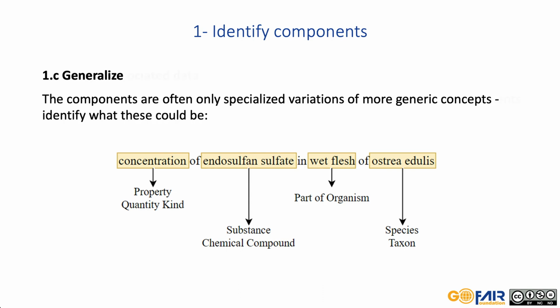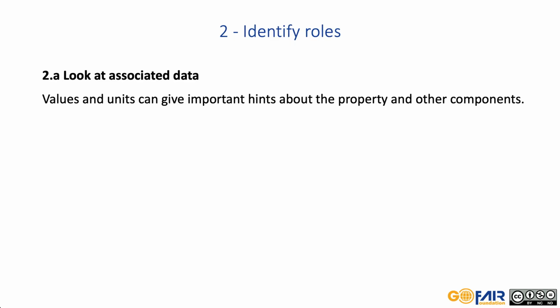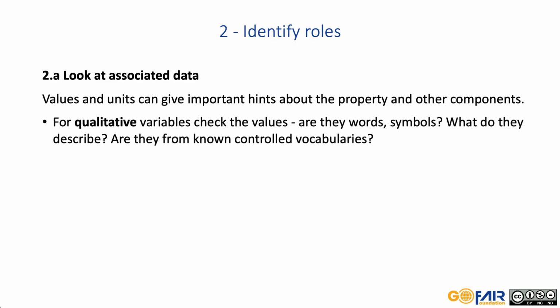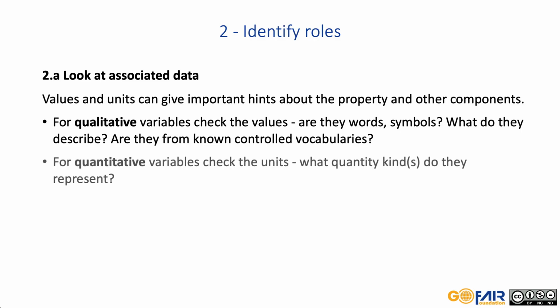Values and units can give important hints for the further analysis. For qualitative variables, check the kind of values. Are they words, symbols? What do they describe? Are they from known controlled vocabularies? For quantitative variables, check the units. What quantity kinds do they represent? Or are the values dimensionless? The unit of measure or the vocabulary used for the values of a variable will help to narrow down the list of possible properties in the next step.